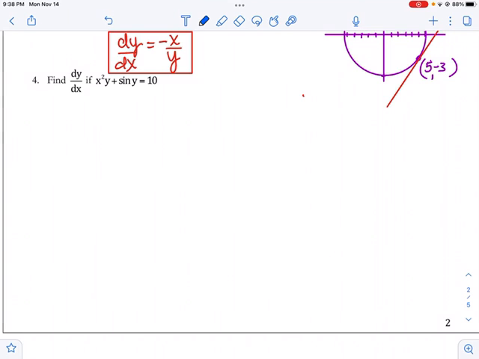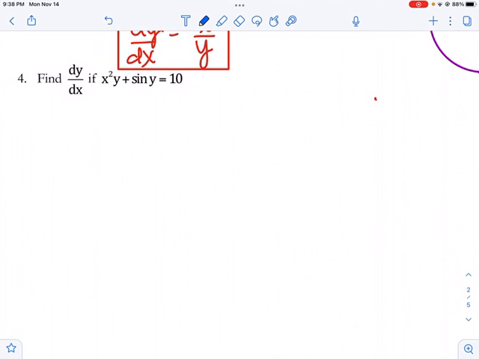So you have to be careful that you think before you go ahead and start doing derivatives, because with these two, x squared y, we're going to have to use the product rule. And then we have a sine y as a trig function, and then 10, the derivative of that side is just going to be 0.